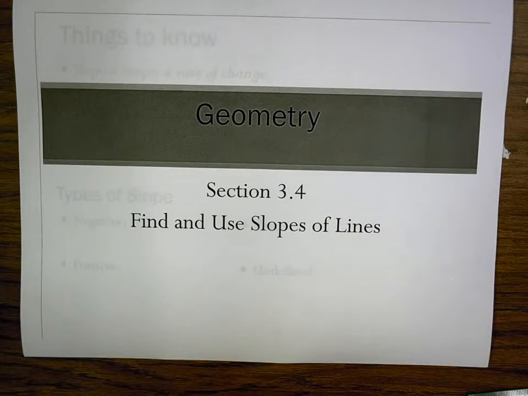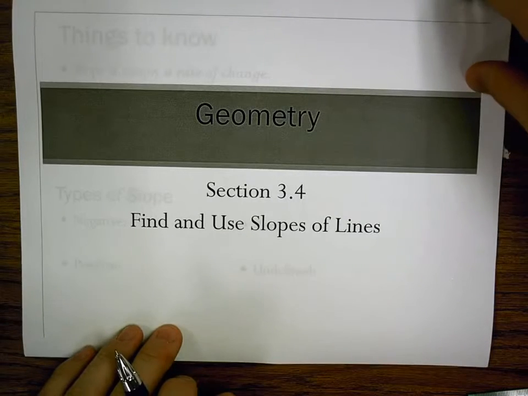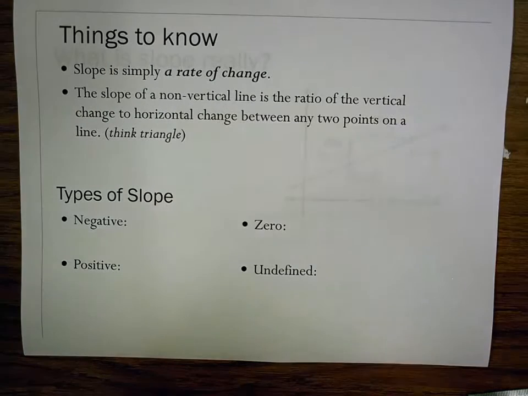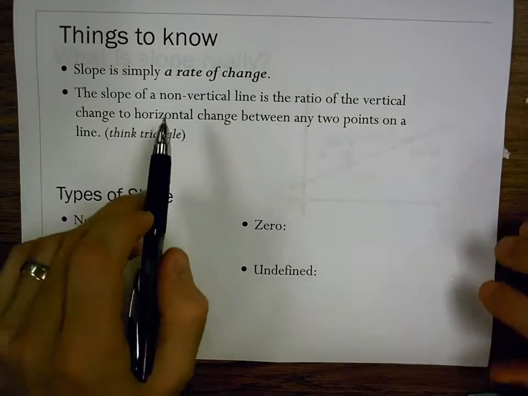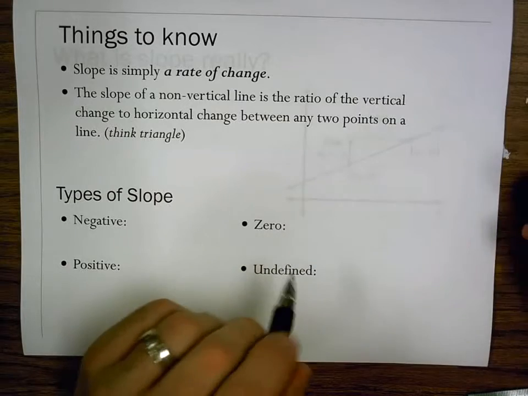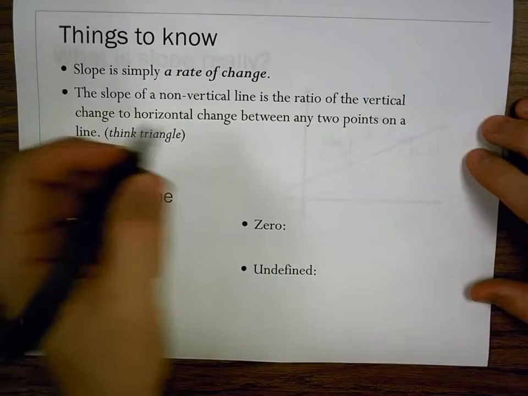For section 3.4, we're going to talk about slopes of lines and how it relates to parallel and perpendicular lines. So before we start, we need to look really at slope. And slope is simply a rate of change. And when we talk about rate of change, it's the ratio of the vertical change to the horizontal change between any 2 points on a line.